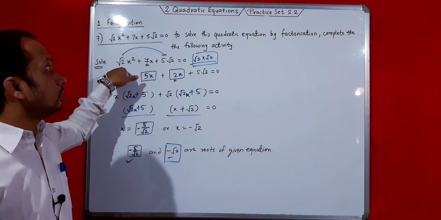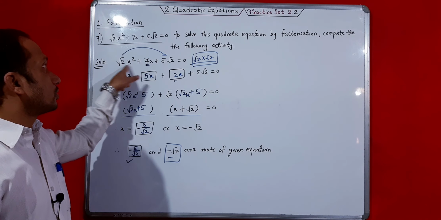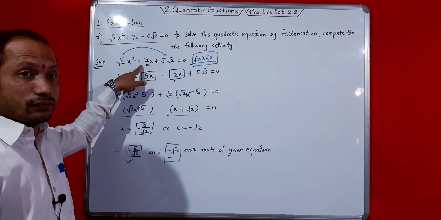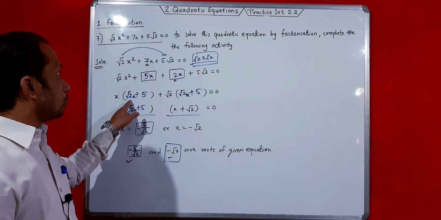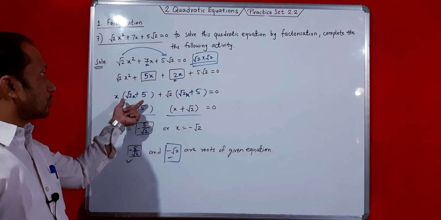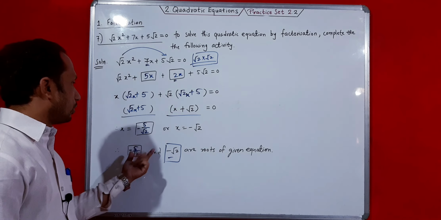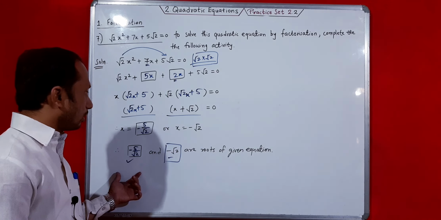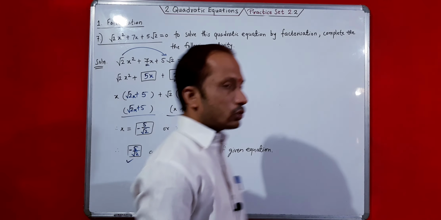Just 2 root 2 is multiplied to this root 2 or this whole factor. So it is 2 into 5 is 10. So you have to factorize 7 in such a way that the product should be 10. 5 into 2 you will get 10. So 2 root 2x and here is also root 2x. So root 2x plus 5, this is common. So this is first and x plus root 2 second. Just put the values and do the calculation. These, minus 5 upon root 2 and minus root 2, are the roots of the given equation.